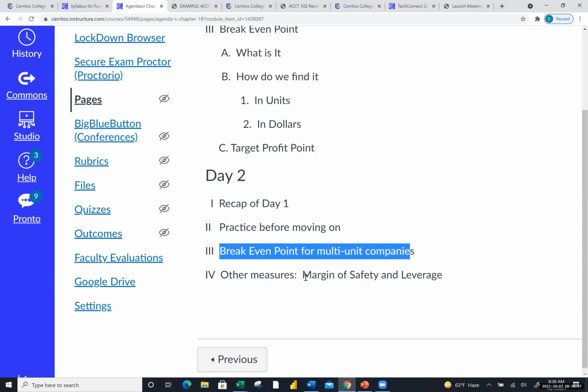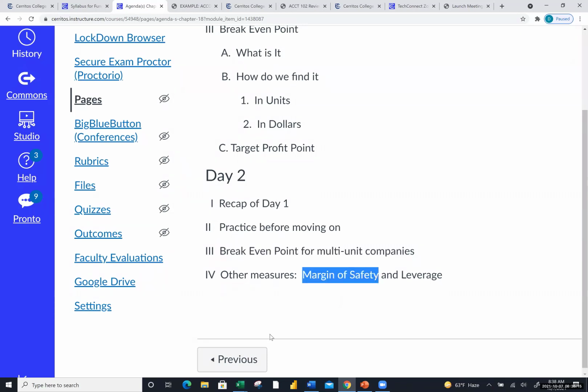And then this last line item, other measures, I would call these more minor topics, but still important. We'll talk about the margin of safety today, and we'll talk about leverage today. So that's where we're headed. Any questions on what we're doing or anything that you would like to see covered that you don't see on the agenda?